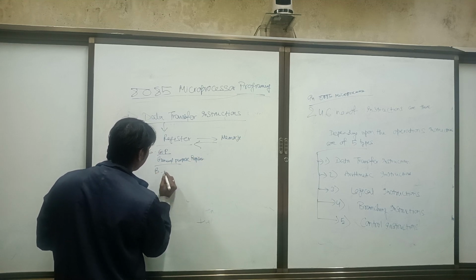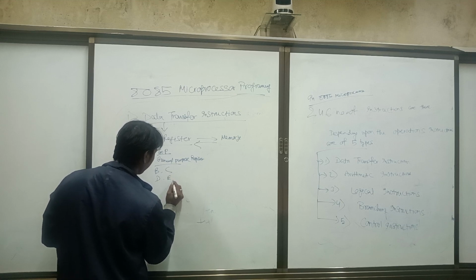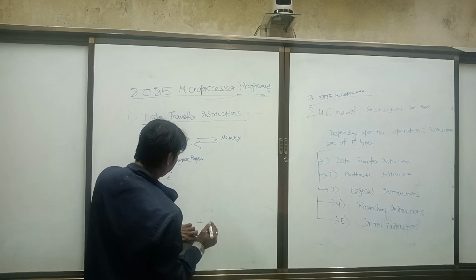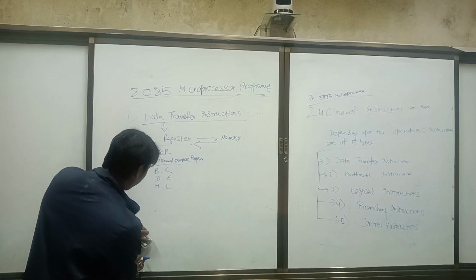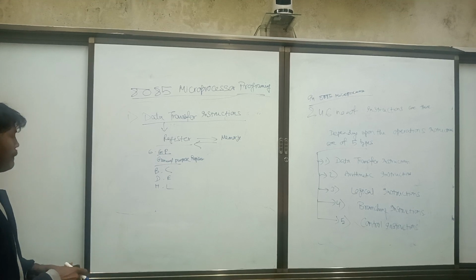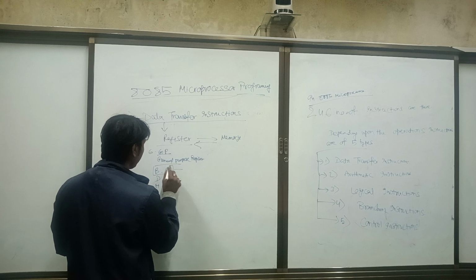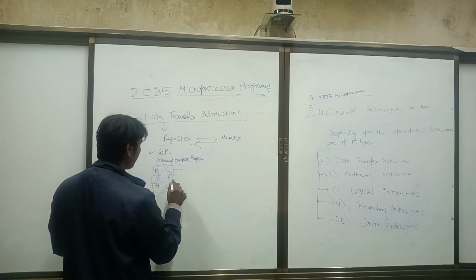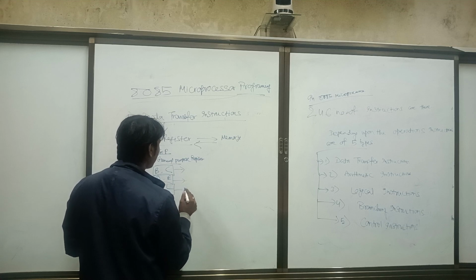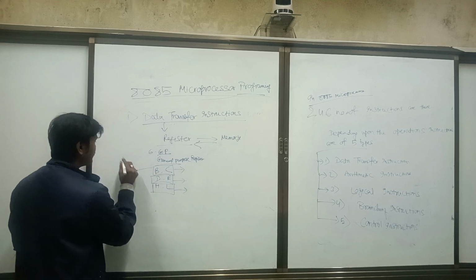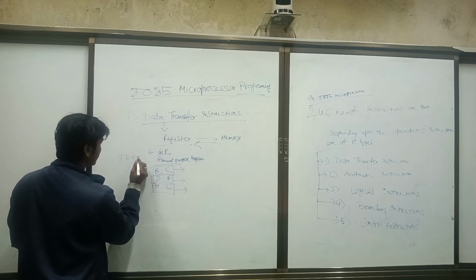These are B, C, D, E, H, L. Why am I writing these things? B, C, only B and C you can make a pair. D, E you can make a pair. H, L you can make a pair to make some 16-bit operations. So these all are 8-bit registers.